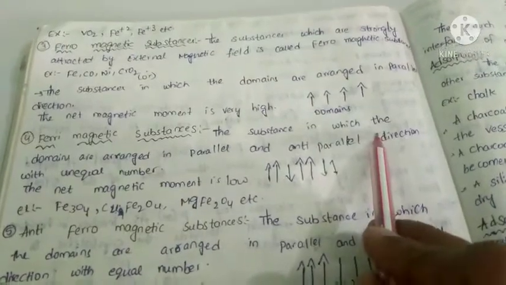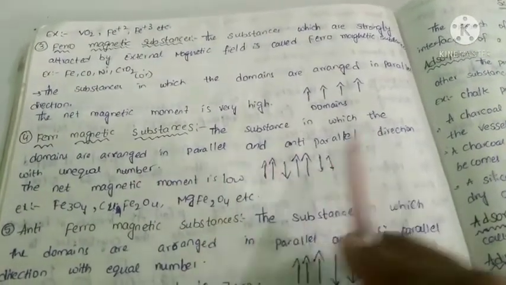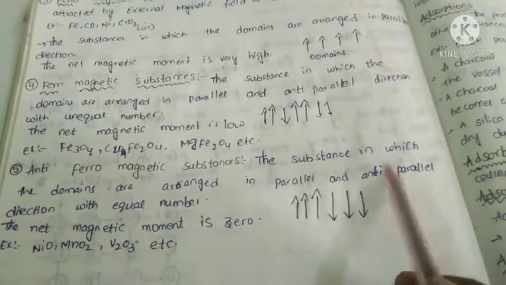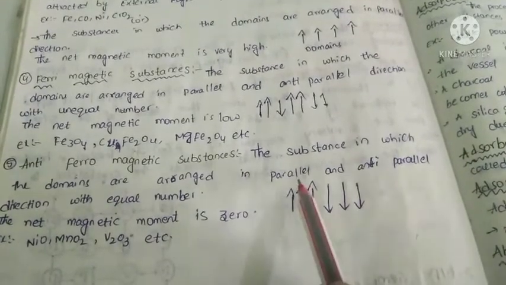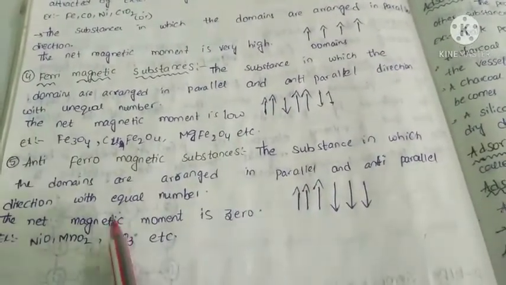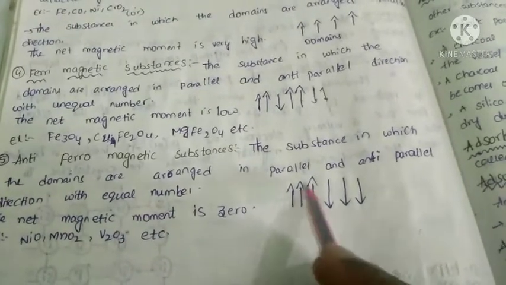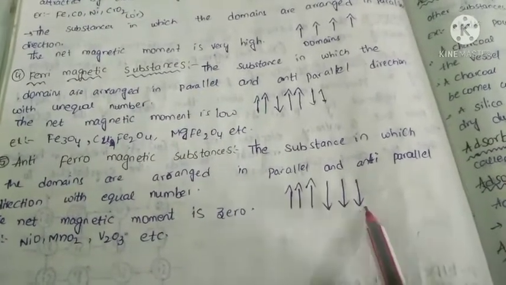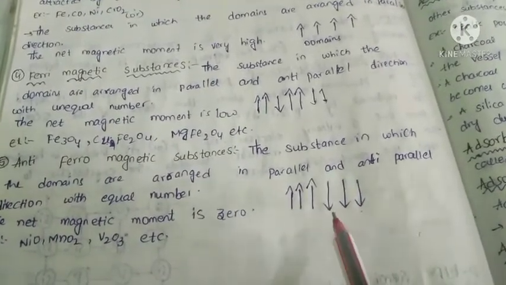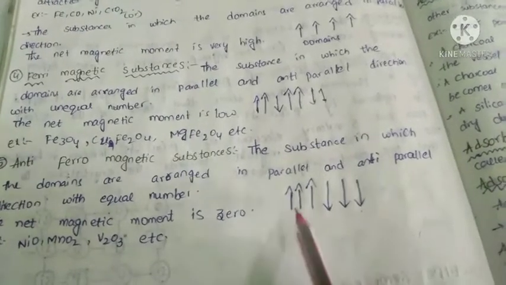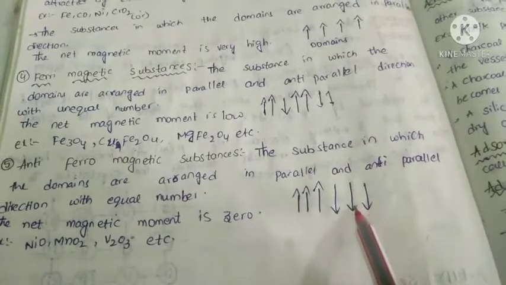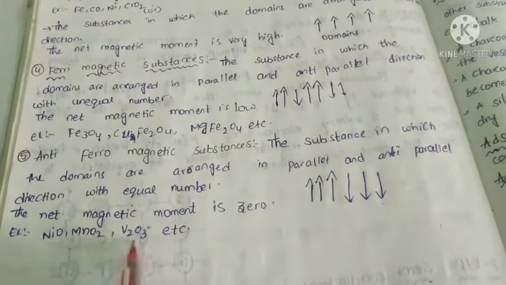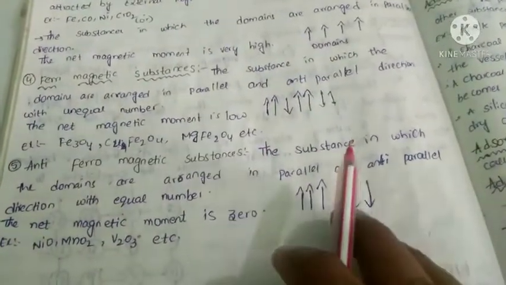What are ferrimagnetic substances? The substances in which domains are arranged in parallel and anti-parallel direction. In anti-ferromagnetic substances, the domains are arranged in parallel and anti-parallel direction with equal number. See, parallel 3, anti-parallel 3. Whenever these are in equal number, the magnetic moment will be 0, because one direction will be cancelled by the other direction. Automatically the magnetic moment will be 0. For that, examples are nickel oxide NiO, MnO2, V2O3. So these are the definitions, simple definitions.